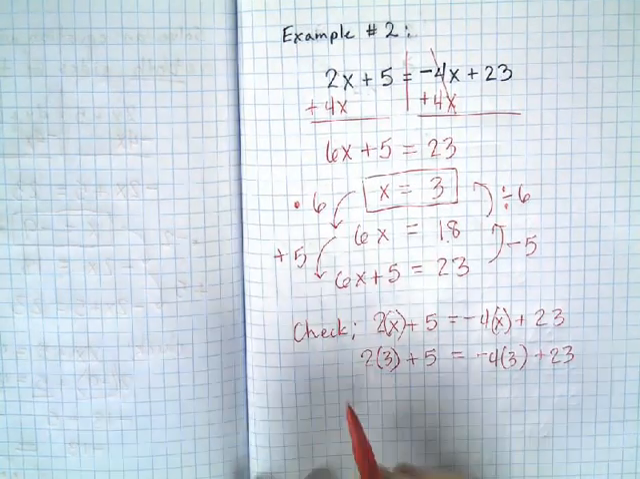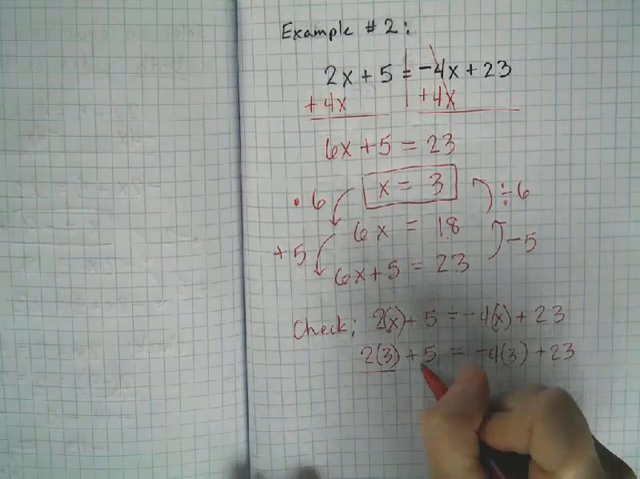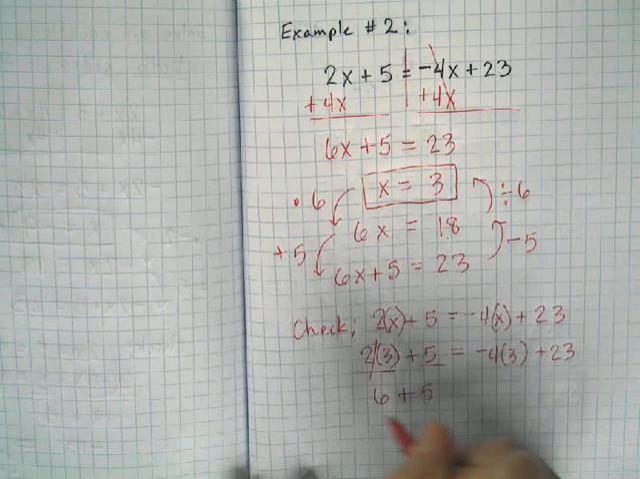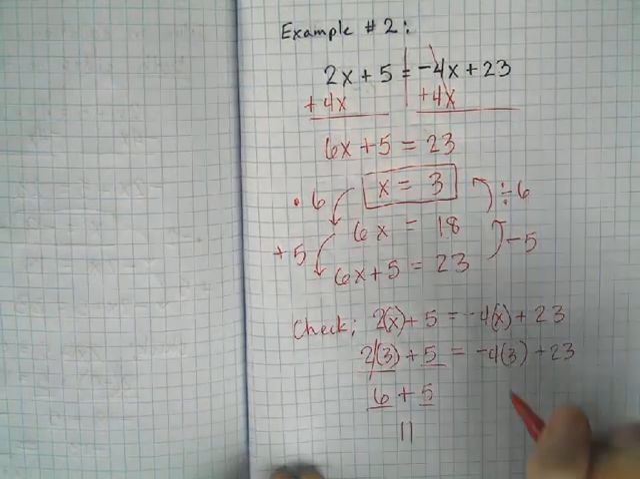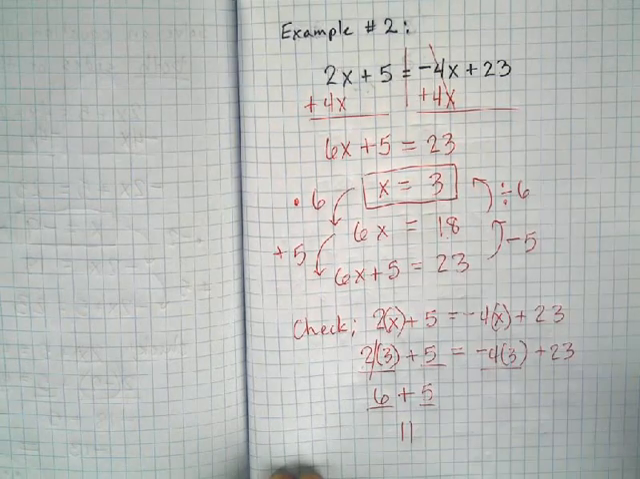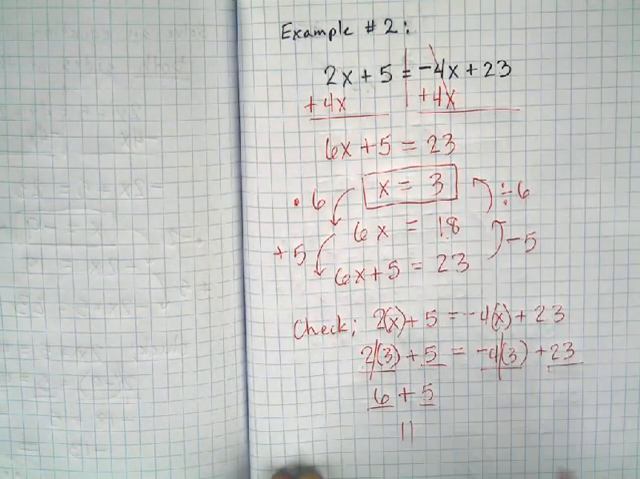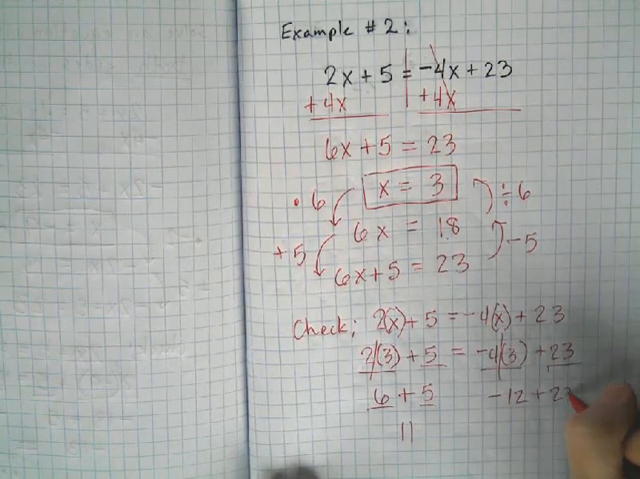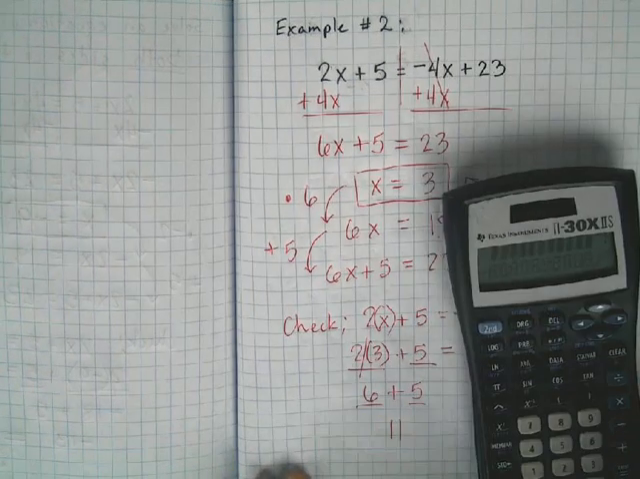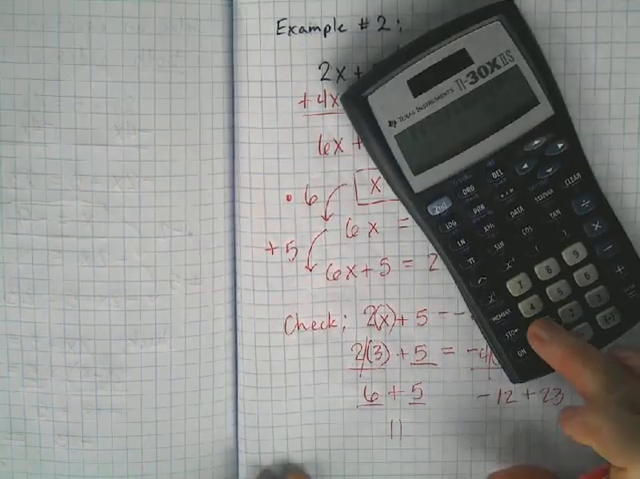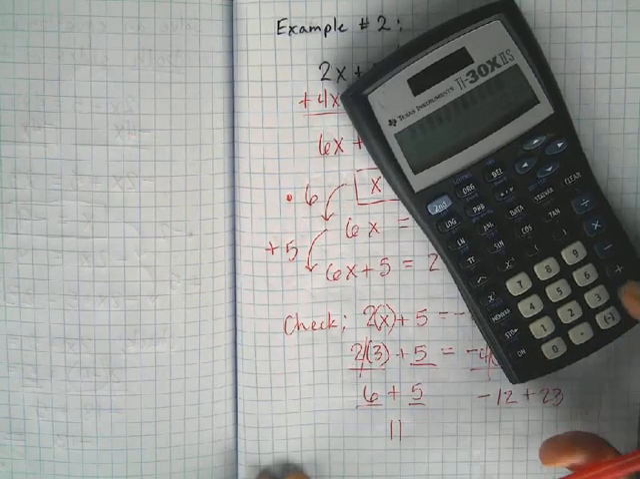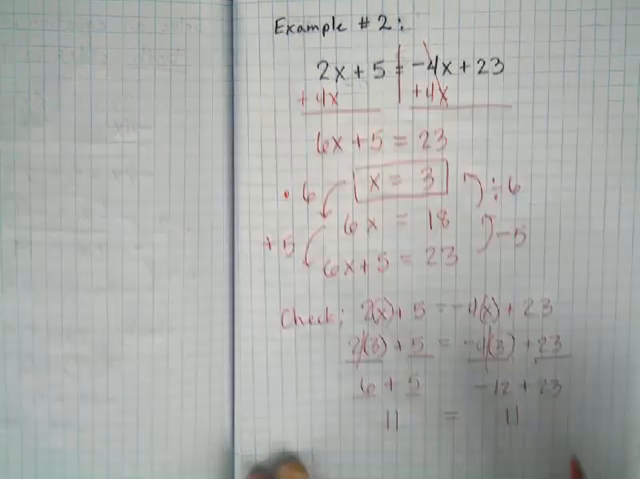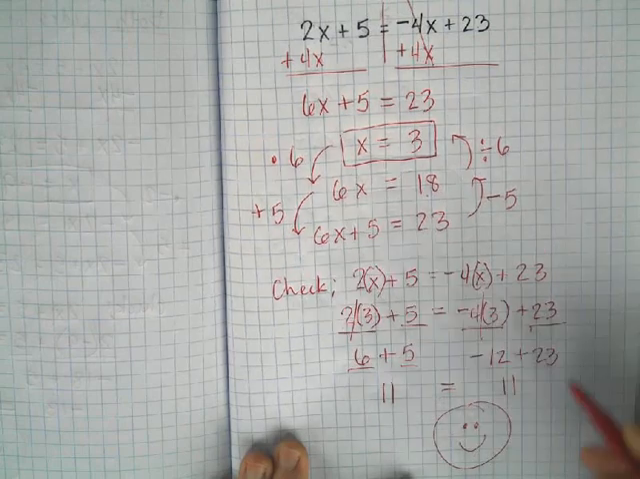Okay, I'm going to do the left side first. Underline plus sign, underline multiply. 2 times 3 is 6. 6 plus 5 is 11. Now I'm going to do the right side. Underline plus sign, underline multiply. Negative 4 times 3 is negative 12. Negative 12 plus 23. Oh, if you need a calculator, go ahead. Negative 12 plus 23. Did it work? I got 11. Do the two sides equal each other? Yes. Happy face. My answer is correct.